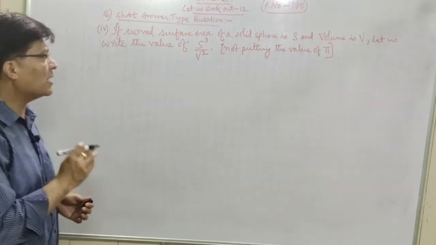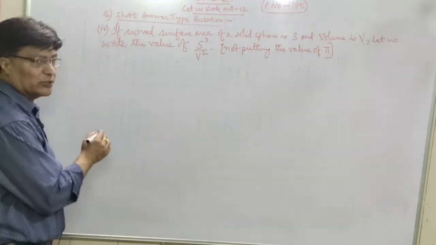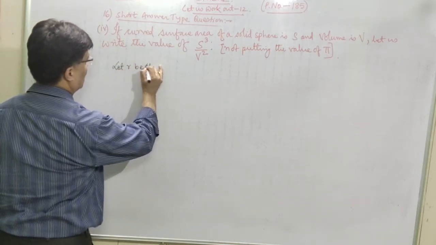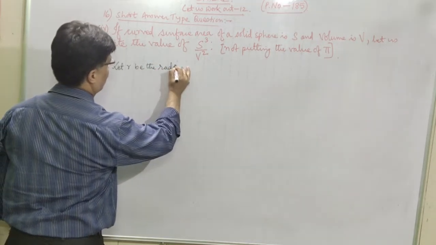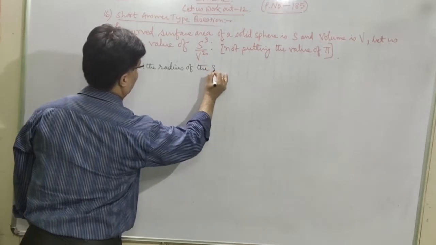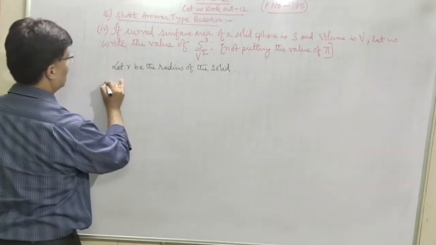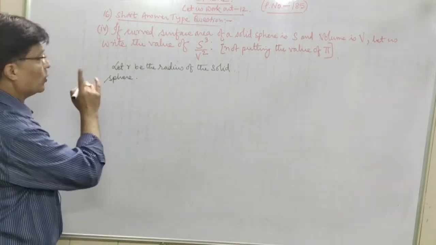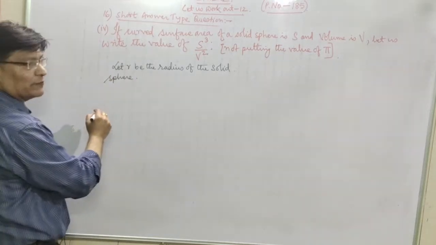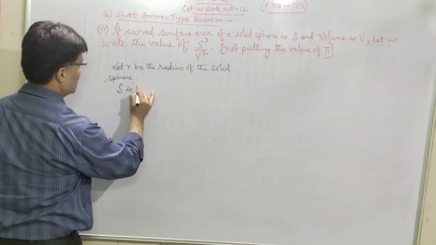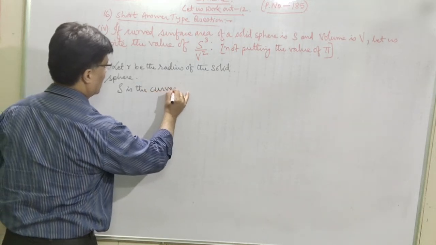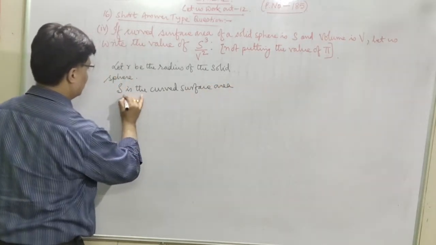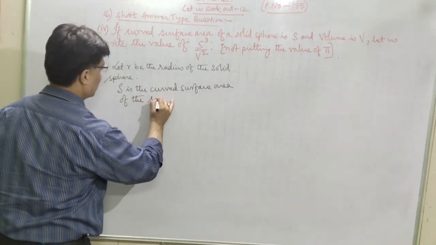Okay? So in this case, let us assume the radius of the solid sphere. Let R be the radius of the solid sphere. Okay? So in the question it is given that S is the curved surface area of the solid sphere.